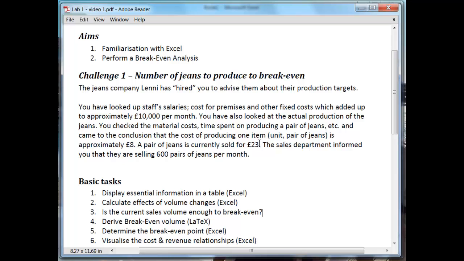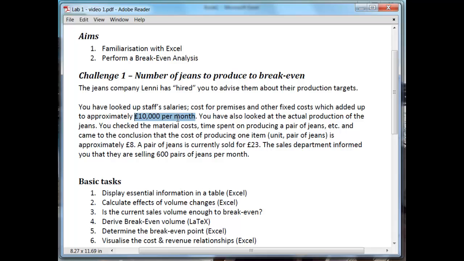Then after that, we would actually like to derive a formula for the break-even volume. And then of course, once we have got that formula, we put it into Excel and determine the break-even point. Of course, it's very nice to visualize this as well, so we'll do that as well. Great, let's start.